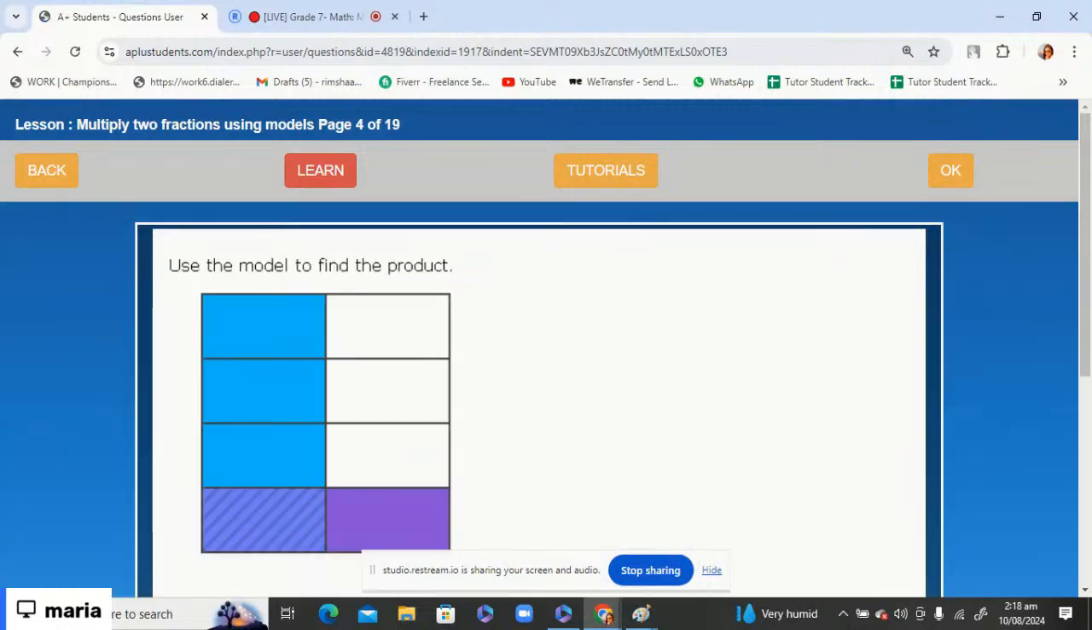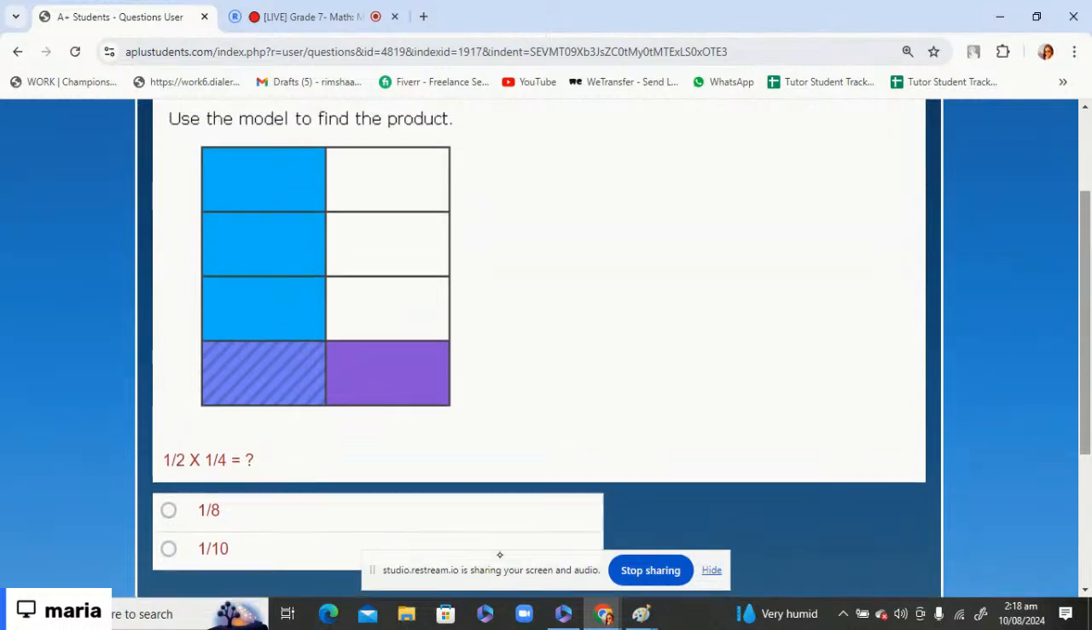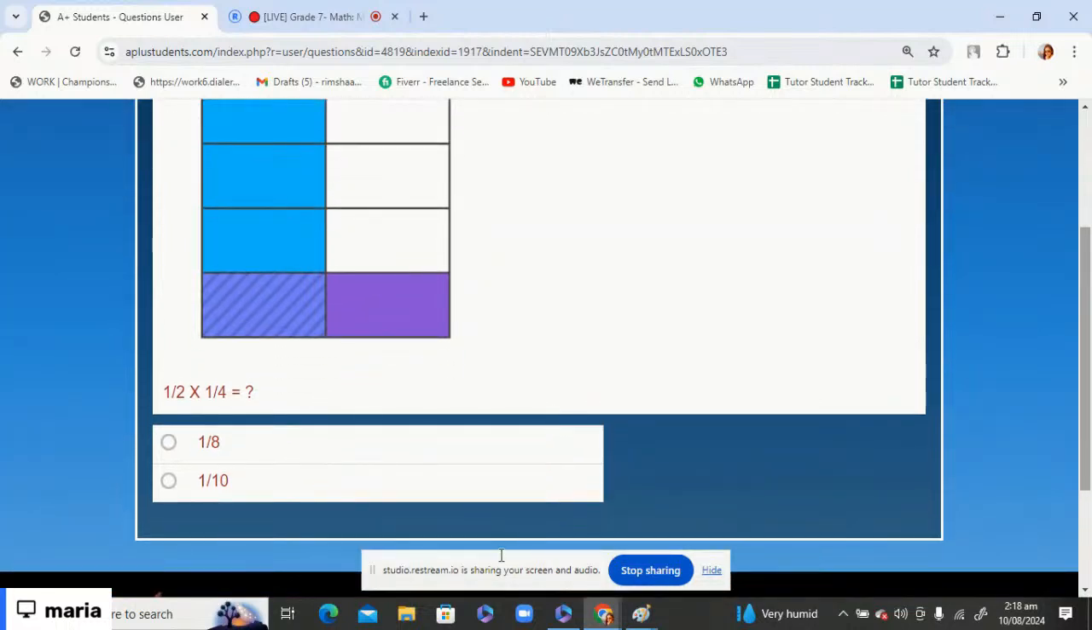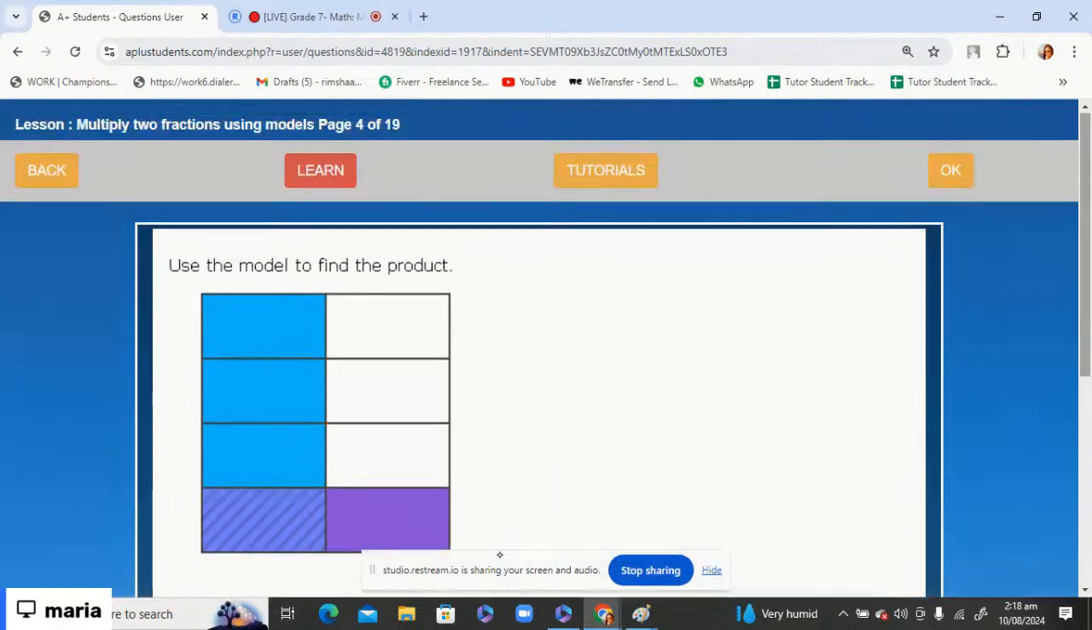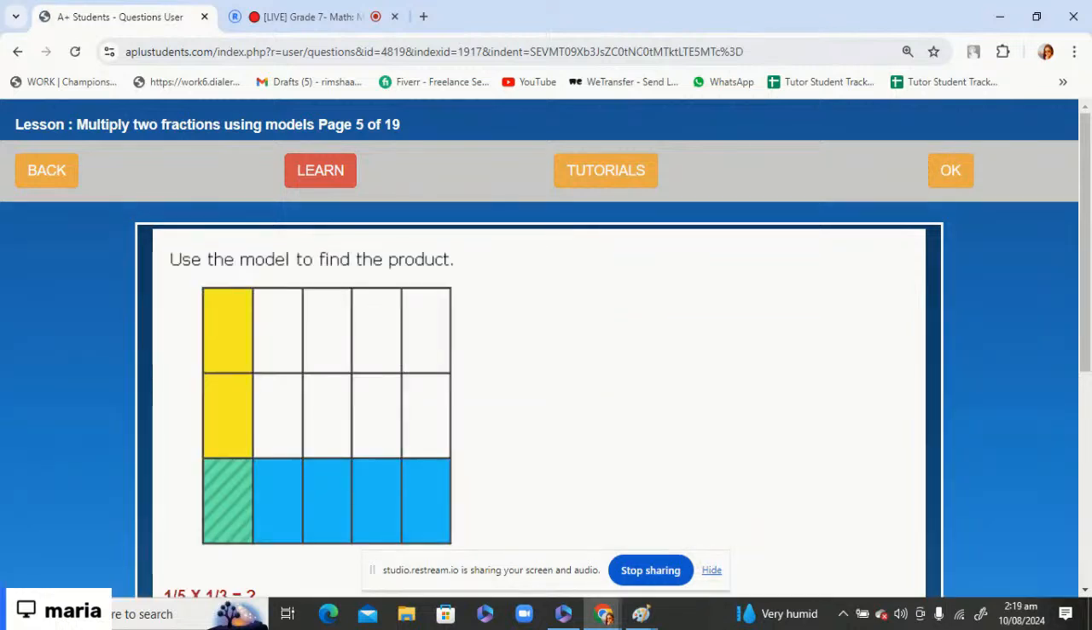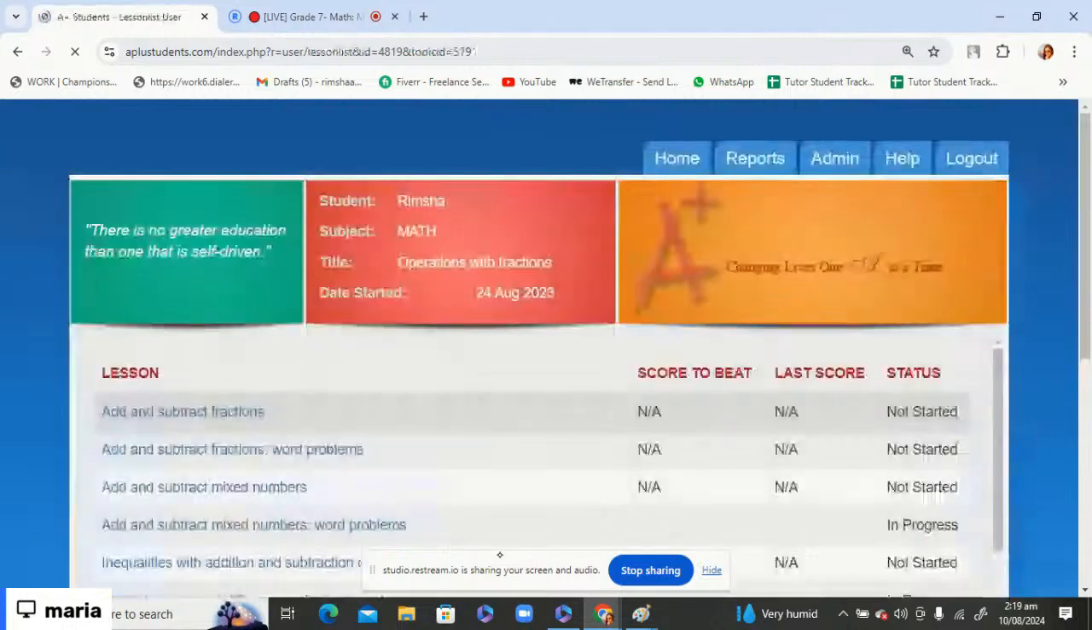Okay. All right. Use the model to find the product. Check it out. How many rows and how many columns? There are two columns and four rows. So it means that 4 times 2 is 8. So 1 by 8 is the answer. Hope you guys understand this lesson as well. So solve the rest of the test questions by yourself, practice it.